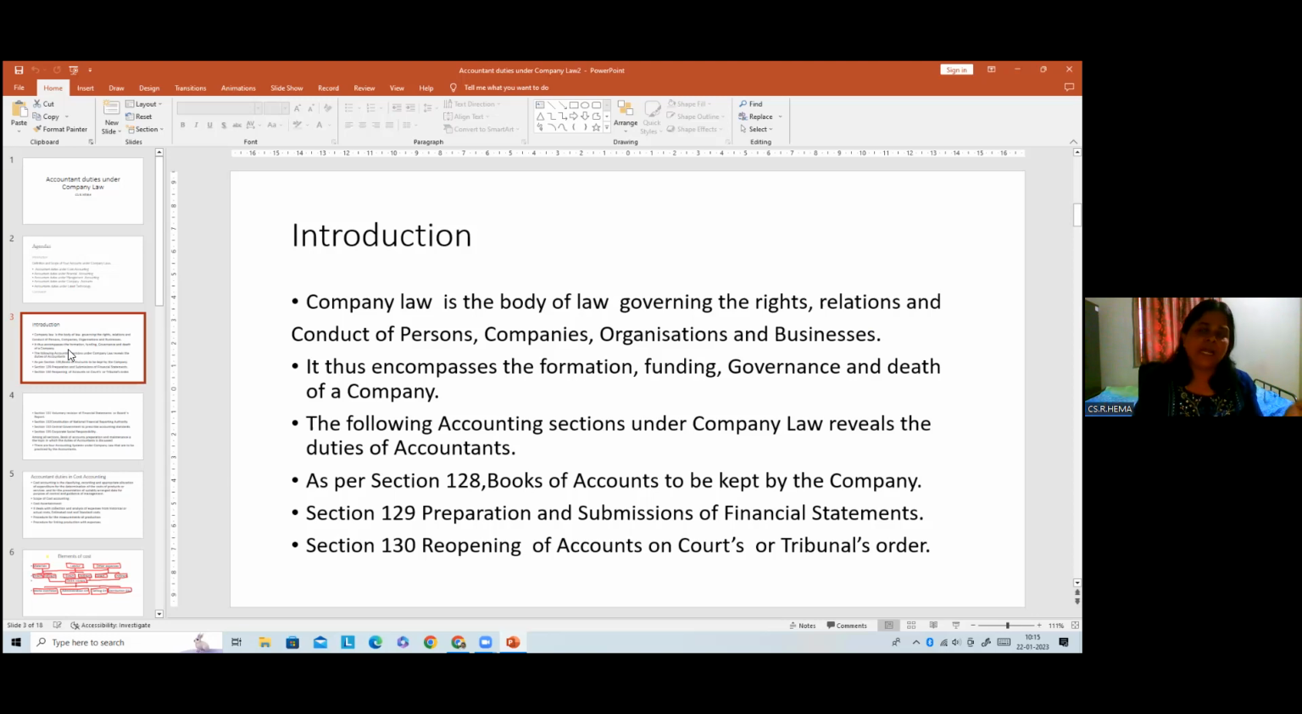Okay. Have you understood this point? These three sections, 128, 129, these two are more important. It is a regular subject. For 130, it is a rare subject.